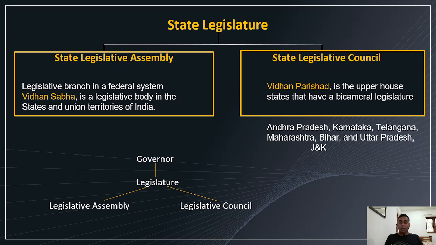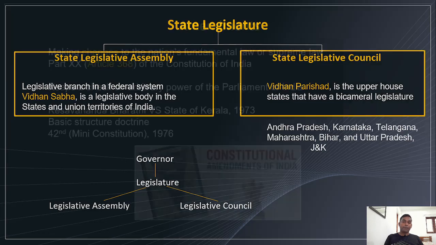Bi means always two, and this is the hierarchy. Governor is on the top because he is the first person in the state. Then legislature consists of assembly and council. Hope you understood the concept. Most of the Indian states are having only one legislative body, that is state legislative assembly, but some are having both the assembly as well as council.